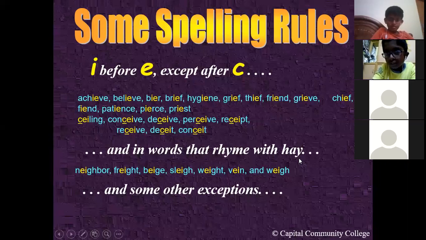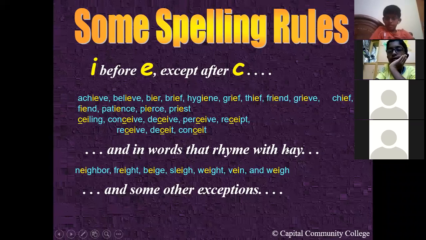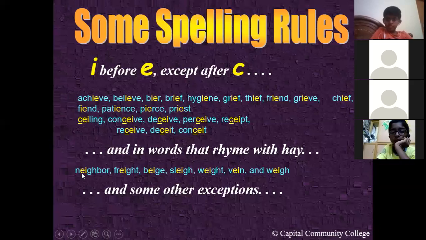Similarly, if there is no C, you have to write this one, or some exceptions which rhyme with "hey." While you are pronouncing the word, if you get this sound "hey" as in neighbor, freight, sleigh, bay, weigh, weight, eight, then whenever you are able to get this sound, in that case, E should always be followed by I. So E-I.